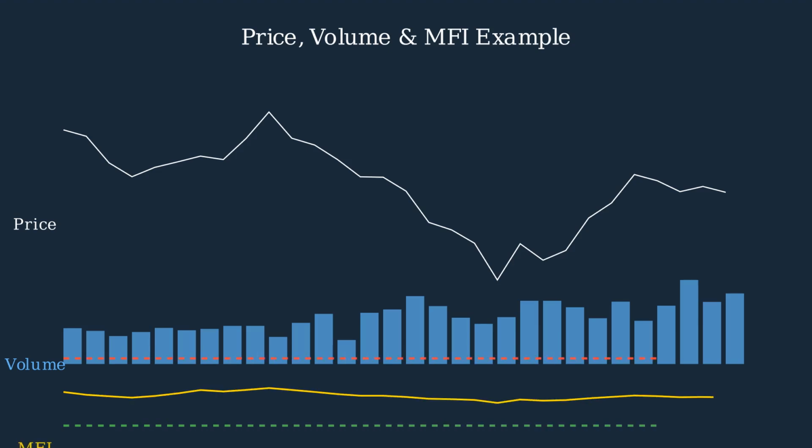The money flow index appears below the price and volume charts. Note the overbought threshold at 80 and oversold threshold at 20. When MFI reaches these extreme levels, it often indicates potential reversals. One of the most powerful signals in MFI analysis is divergence. Here we can see that while price is making a lower low, the MFI is creating a higher low. This bullish divergence suggests the downward momentum is weakening and can signal a potential reversal.